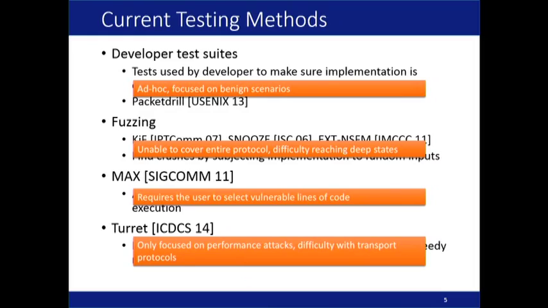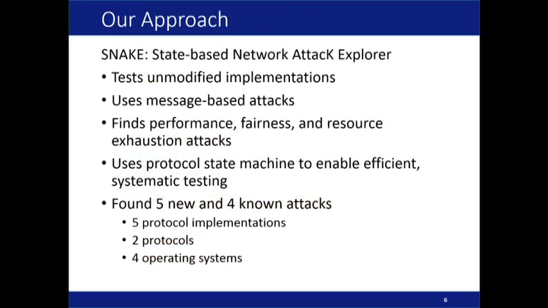So we're left asking the question, how do we automatically test unmodified implementations of transport protocols in a systematic manner? And our answer to that question is Snake, for a state-based network attack explorer, which is able to test unmodified protocol implementations using message-based attacks and to find performance, resource exhaustion, and fairness attacks. We leverage the protocol's state machine to enable efficient and systematic testing, and we're ultimately able to find 5 new and 4 known attacks in 5 protocol implementations of 2 protocols in 4 different operating systems.